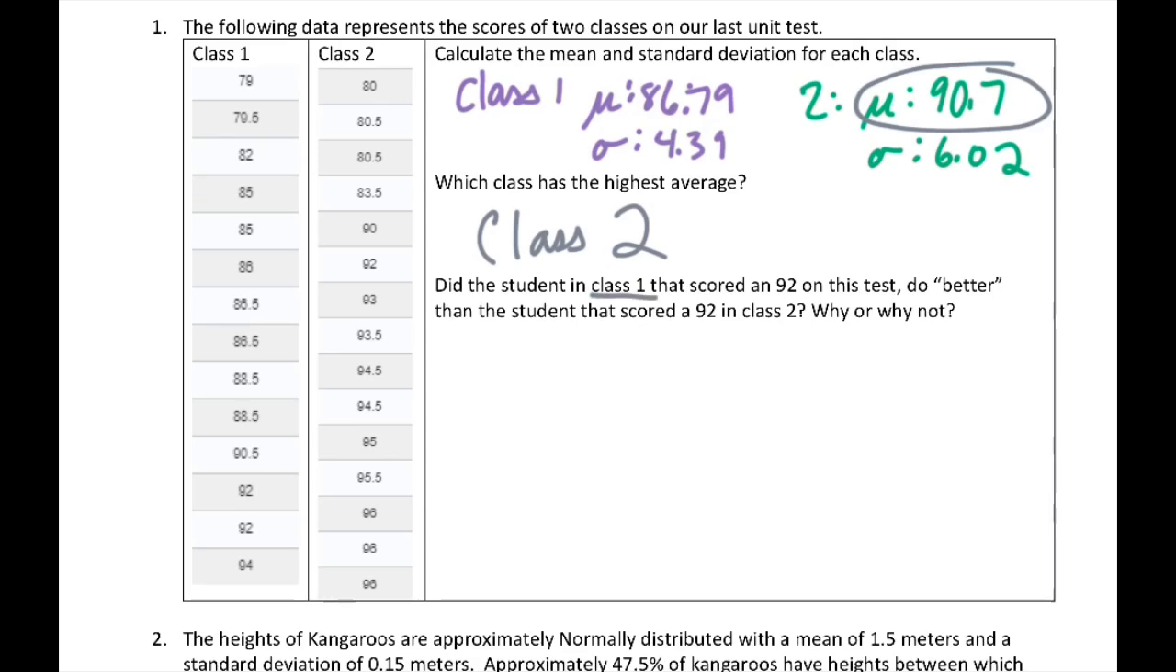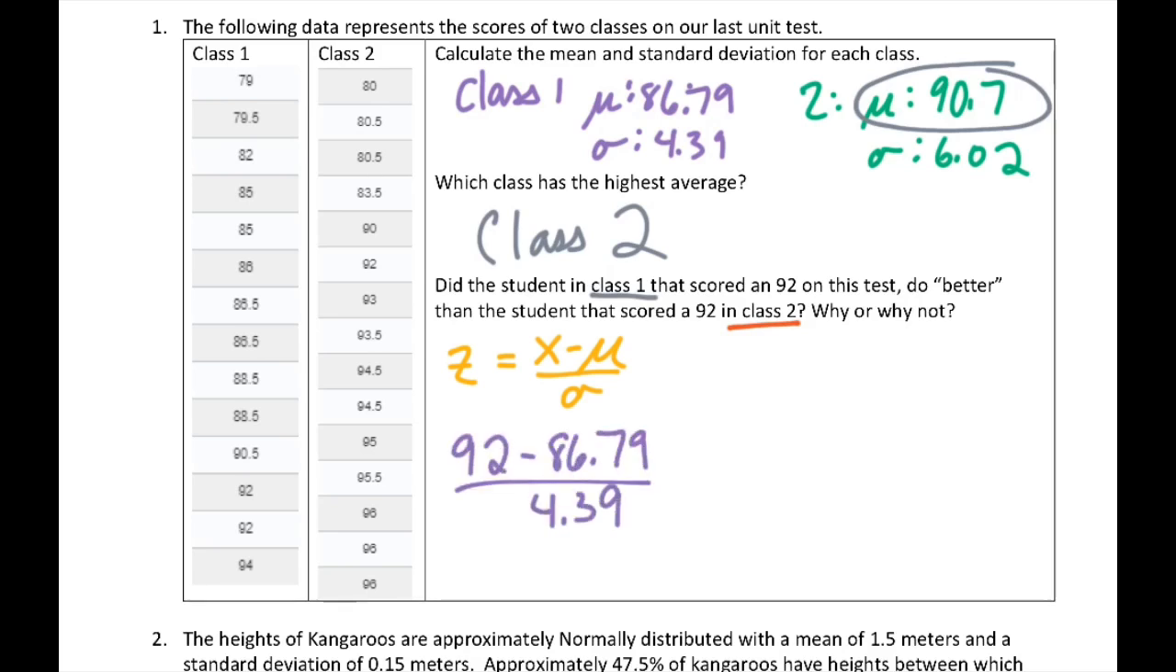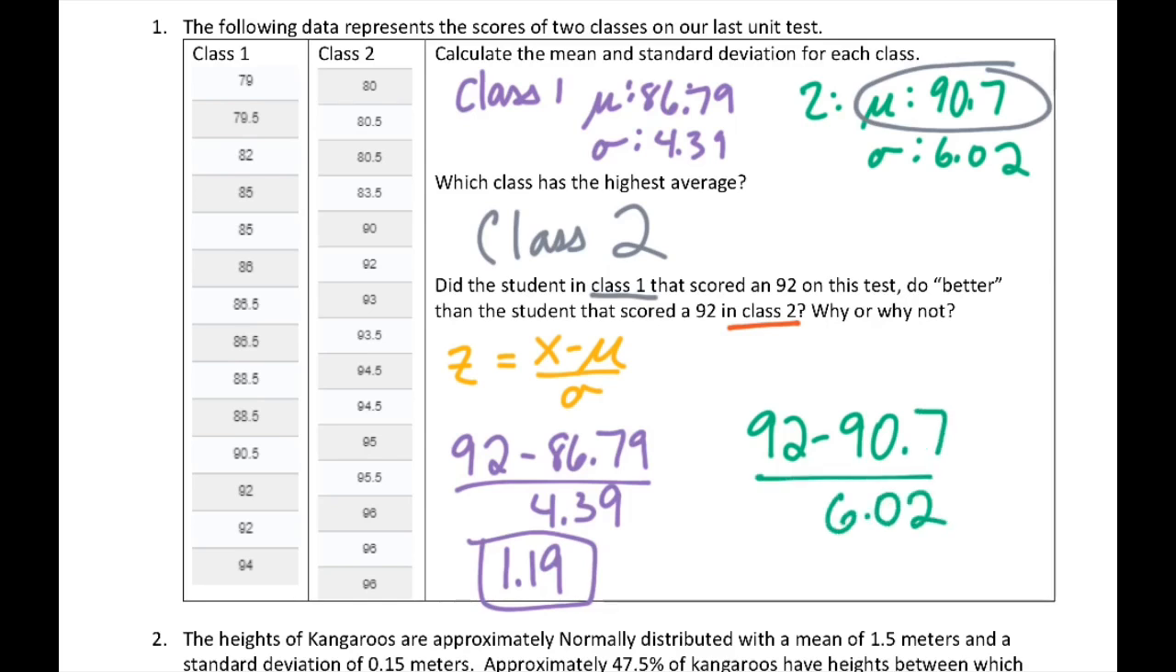So we want to know if a student in class 1 with a 92 did better than a student in class 2 with a 92. So we're going to use z-scores. Here's our formula, z equals x minus mu over standard deviation. So I have the x for each of these, it's 92, and I'm doing class 1 right now. We get a z-score of 1.19, which means it's above 1 standard deviation up. For class 2, we get a z-score of 0.22. So class 1 did better, in quotes, because it's a higher z-score.